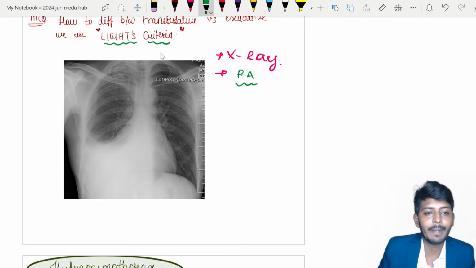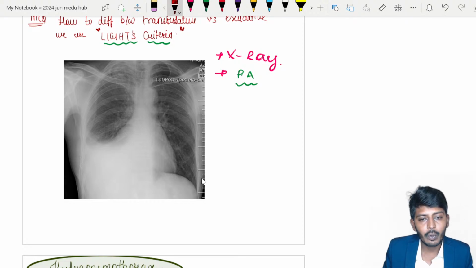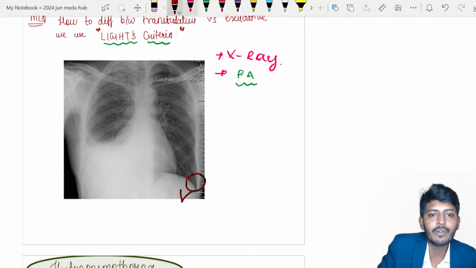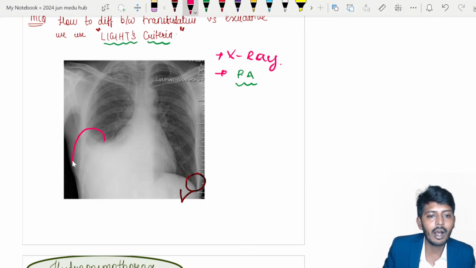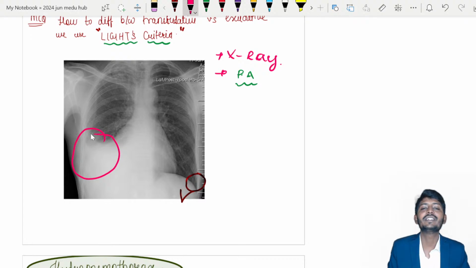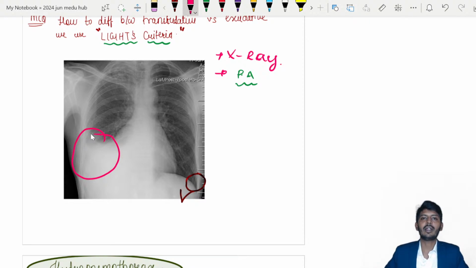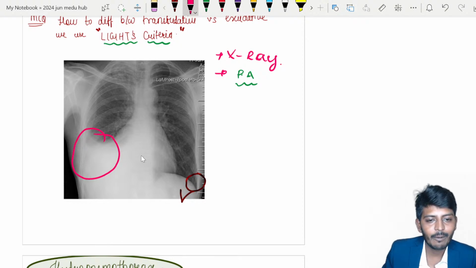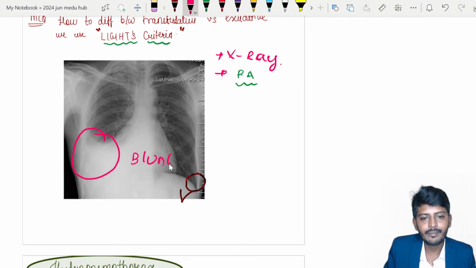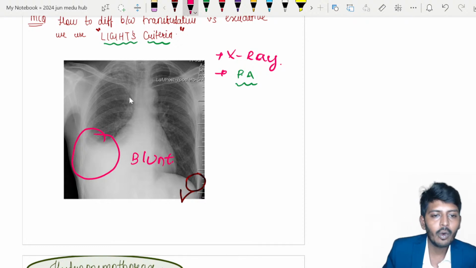As I told you people, in this chest X-ray, if you notice, on one side the angle is totally normal, but here there is a blunting of the angle. Blunting of which angle? Costophrenic angle, which is also called the CP angle, not place angle. It is called the costophrenic angle. Blunting is there. Apart from that, the next important aspect is the bronchovascular markings.